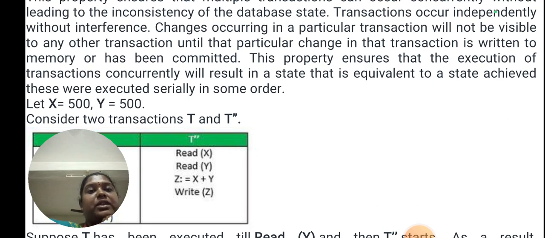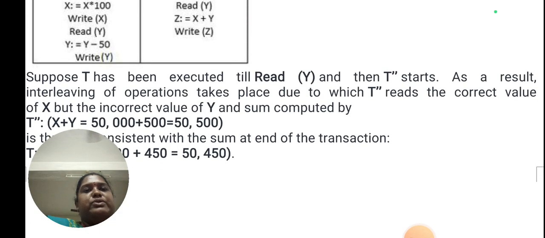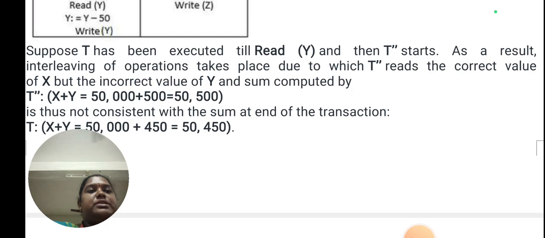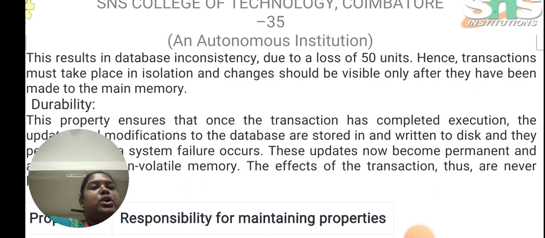So let X equal 500 and Y equal 500. Consider two transactions T and T dash. Both transactions take place. Suppose T has executed till read of Y, and then T dash starts. As a result, interleaving of operations takes place, due to which T dash reads the correct value of X but the incorrect value of Y, and then the sum is computed by T dash. This results in database inconsistency due to a loss of 50 units.